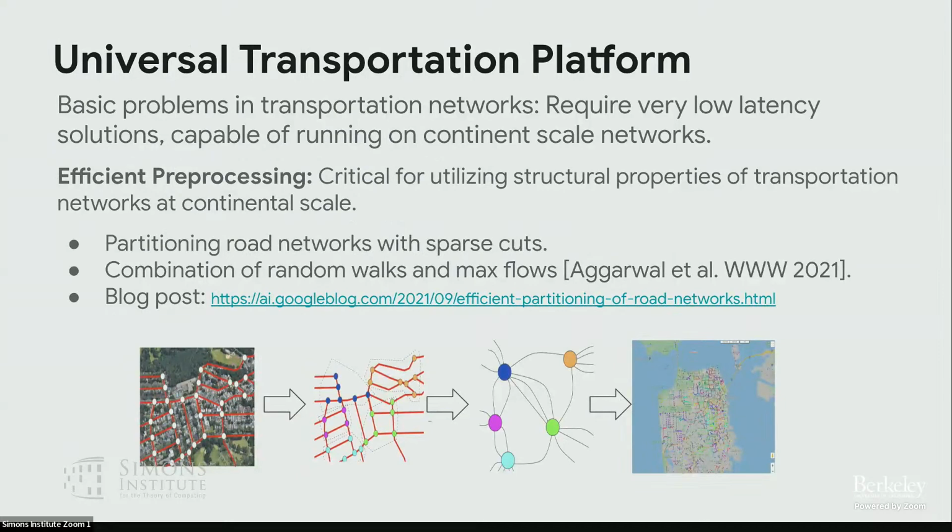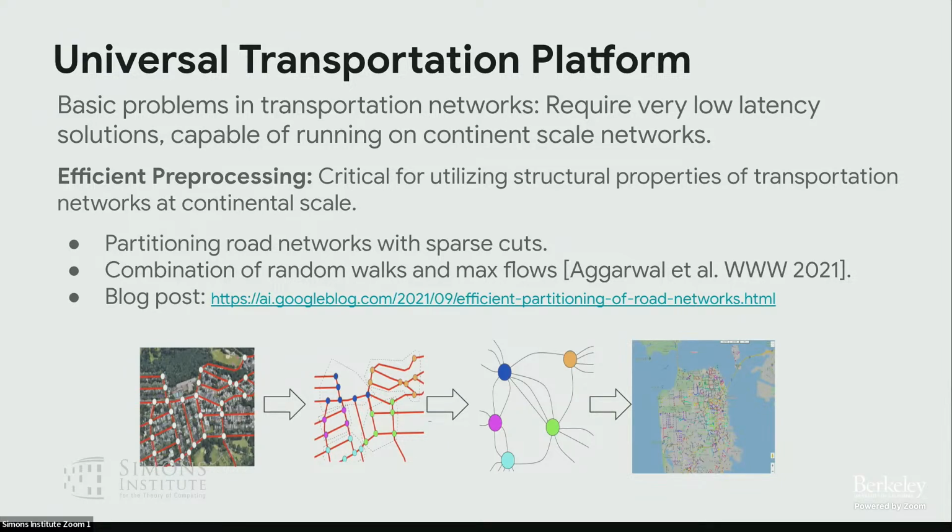Okay. So I'll give you a flavor of the transportation platform side of things. One of the things that we all know is the scale of these graphs: millions of nodes, billions of edges and such. So we need to be able to deal with this at runtime on the machines that we serve any path search query on, for example.